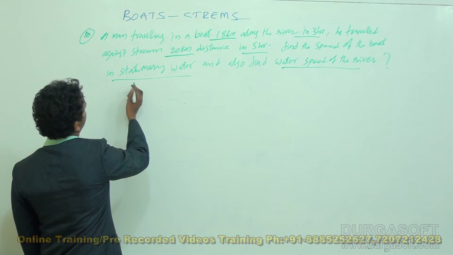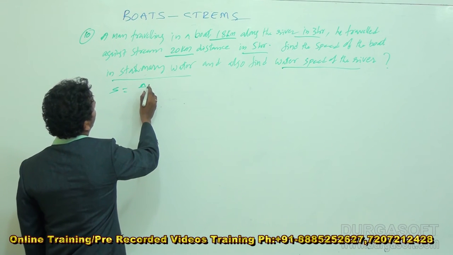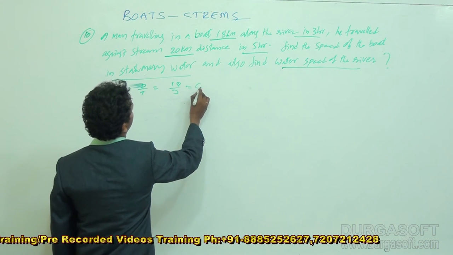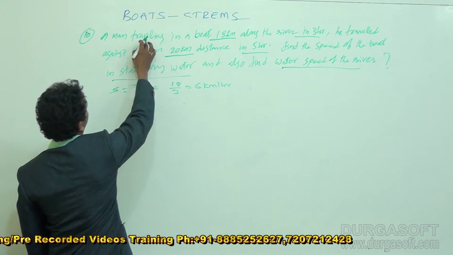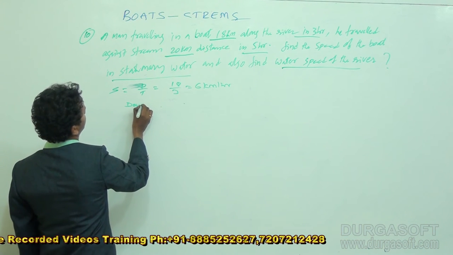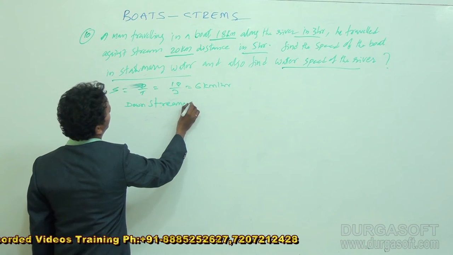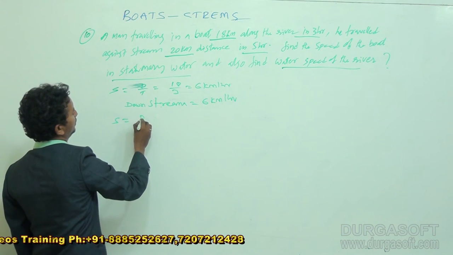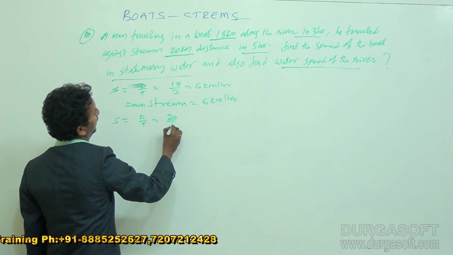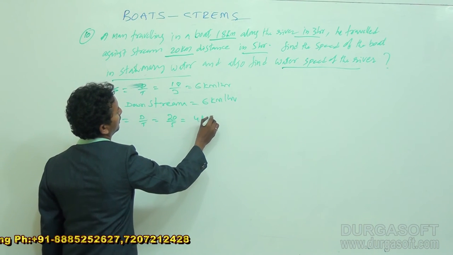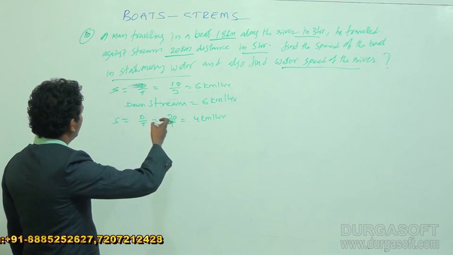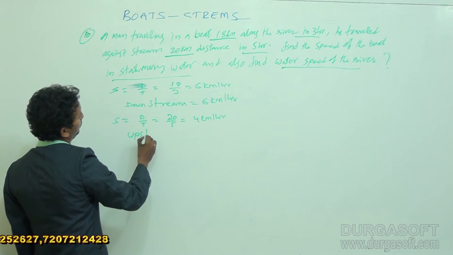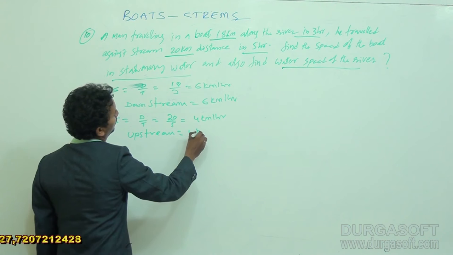Now the solution part. First you find out the speed. Speed is equal to distance divided by time. You take 18 kilometer divided by 3 hours is equal to 6 kilometer per hour. This is the downstream. Downstream is equal to 6 kilometer per hour. In the same way, finding the upstream, distance by time is 20 divided by 5 is equal to 4 kilometer per hour. Upstream is equal to 4 kilometer per hour.